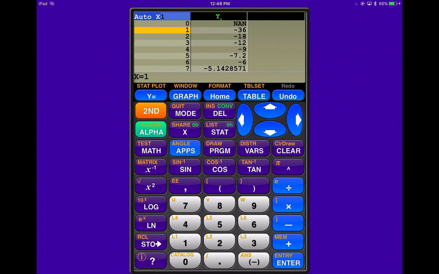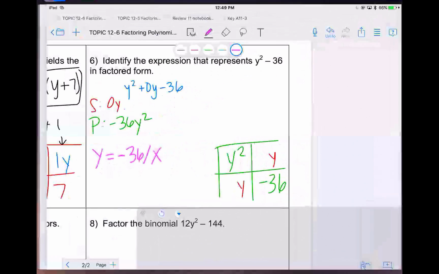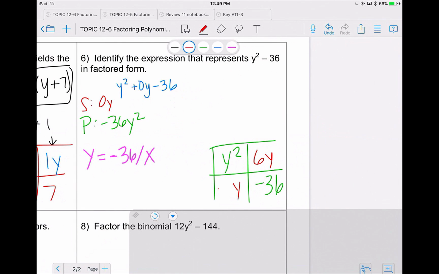1 and negative 36 do not cancel. 2 and negative 18 don't cancel. 3 and negative 12 don't cancel. 4 and negative 9 don't cancel. 6 and negative 6 would cancel. We have a positive 6 and a negative 6. If you add them together, they would cancel. So we're going to have a positive 6 and a negative 6.